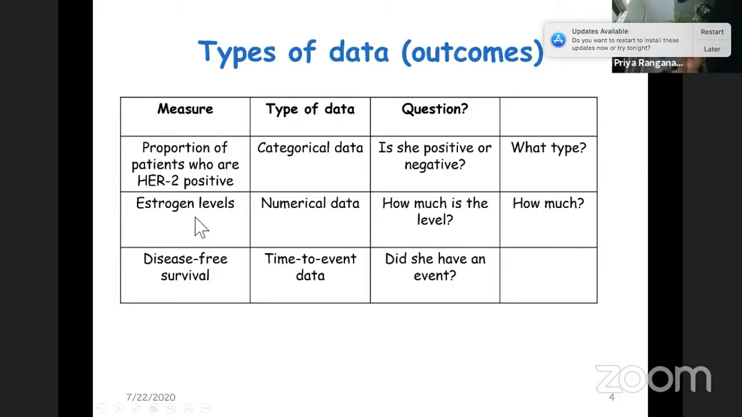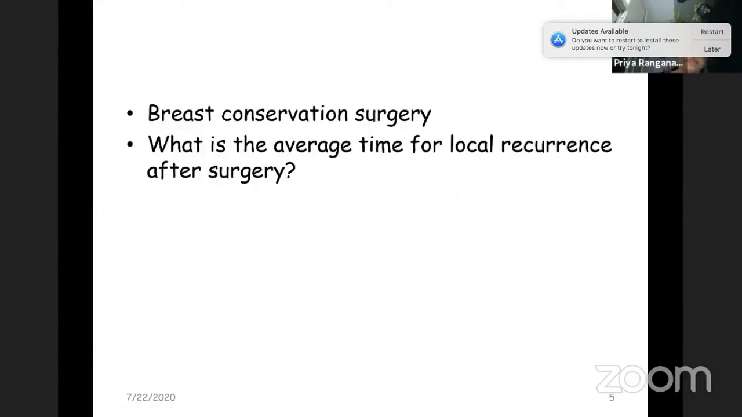Similarly, you may want to measure some levels, for example, estrogen levels. This becomes numerical data. How much is the level? Again, you have a value for each of your participants. But if you wanted to measure disease-free survival, this becomes time to event data. And the question is, at a particular time, did she have or did she not have an event?